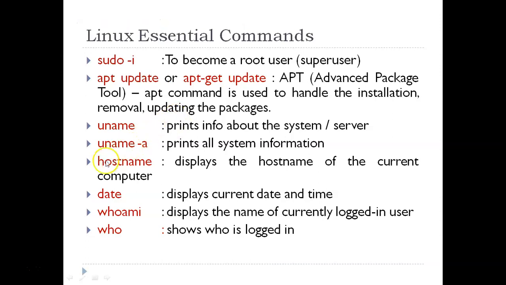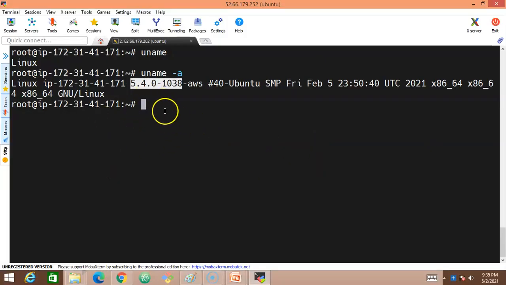And look at this. What is the other command that we'll be looking at? Hostname. We have a new command, hostname. So hostname is used to display the hostname of the current machine or server. In order to print the hostname of this particular server, we'll be using the command called hostname, and enter. See, look at this.